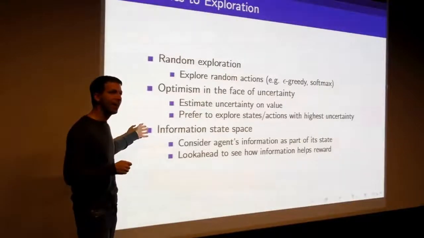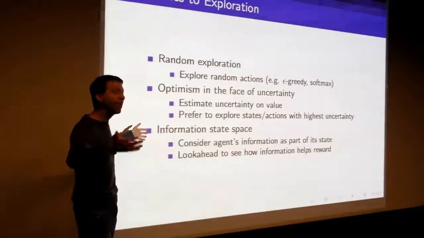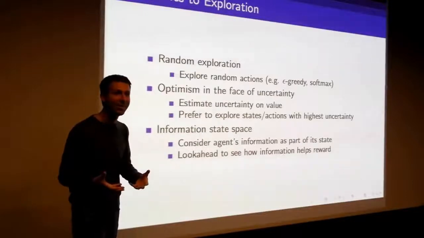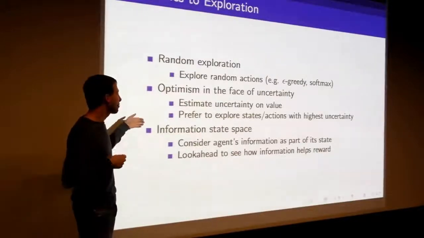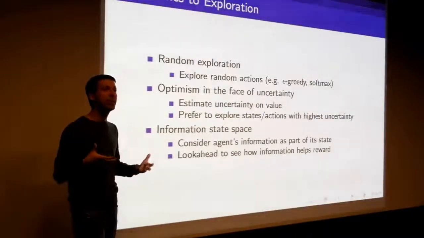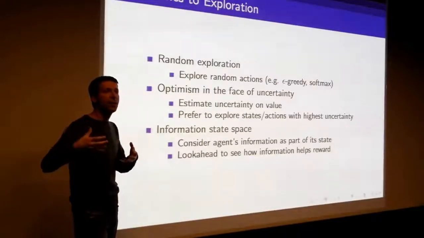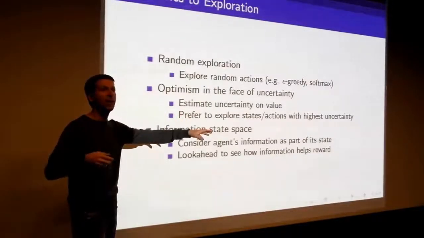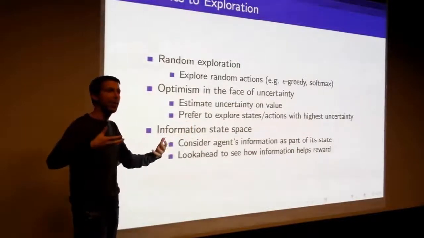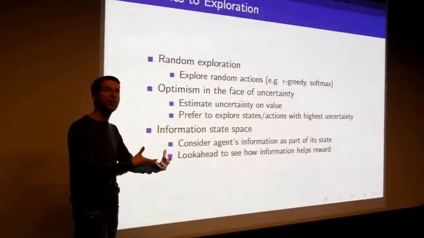Finally, perhaps the most correct or theoretically careful approach to the exploration-exploitation dilemma, but the most computationally difficult, is to think about the information state space. What this really means is to consider the agent's information itself as part of its state. So it's like, I'm in a state where I have tried left 3 times and I've tried right 1 time. We can say that's a state, and we can ask how good is it to move into states where the agent has accumulated information.